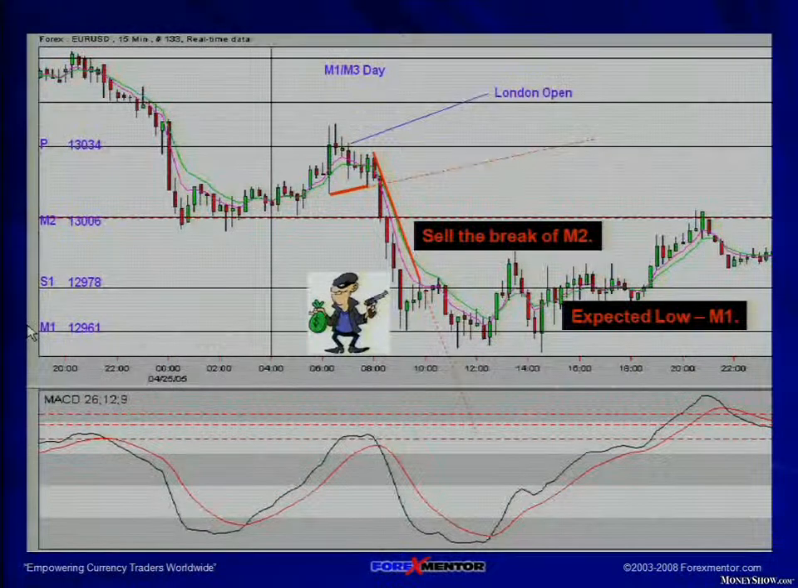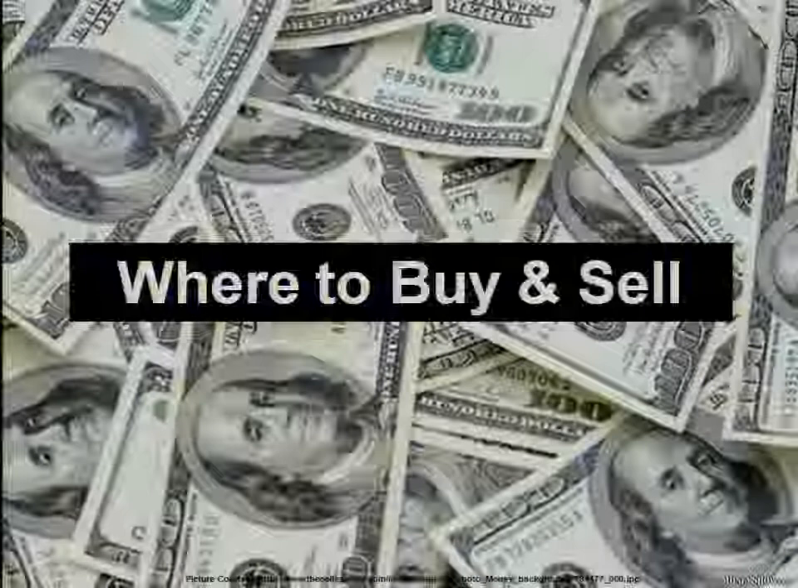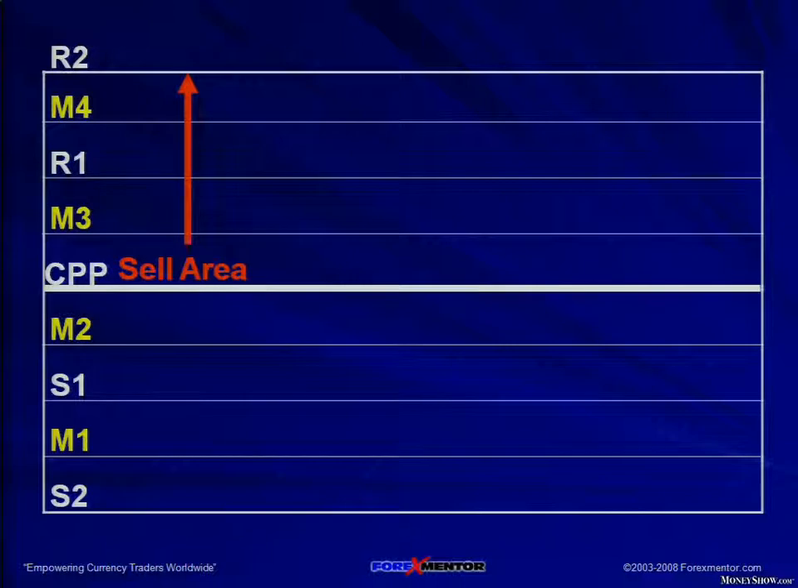Again, I don't have a lot of time to talk about pivots, but I use 9 pivot levels. I've added 4 of my own, M1 and M3. You can have an expected low of M1 and an expected high of M3 on any given day, or an expected low of M2, expected high of M4 on any given day. And we show you how to determine that.